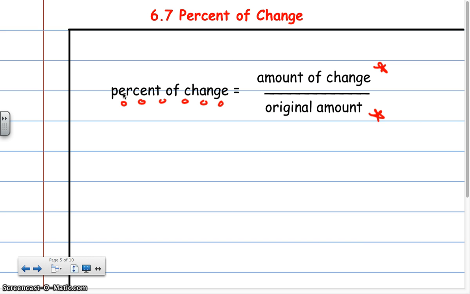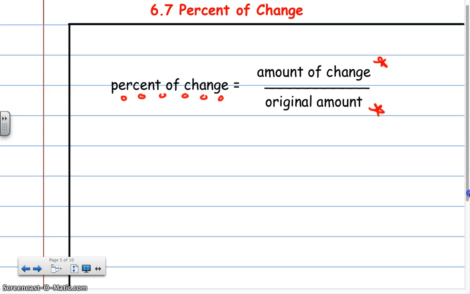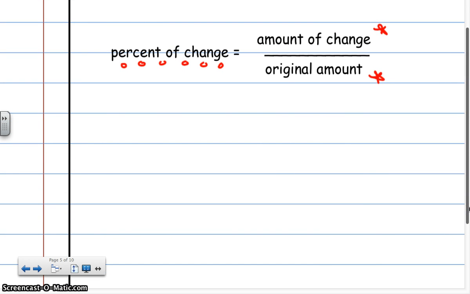Yes, Ellen? So is it the same thing, kind of like part over whole? Yeah, it kind of is, part over whole. It is. So there definitely is a connection there. I'm going to show you an example.